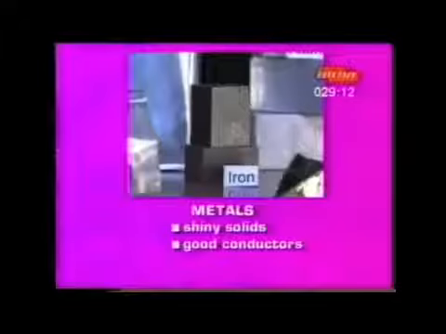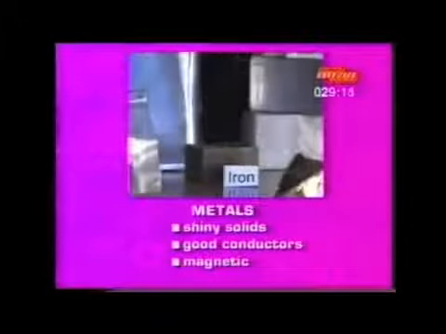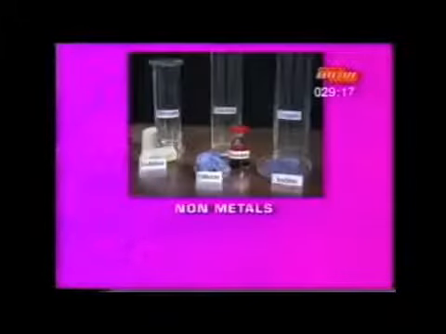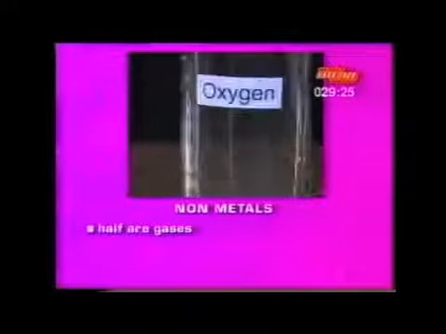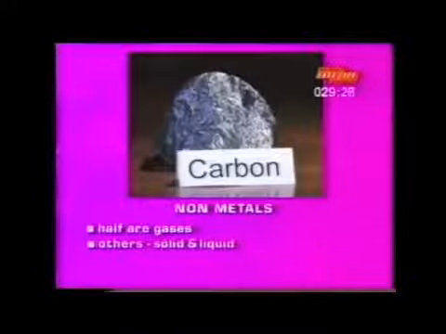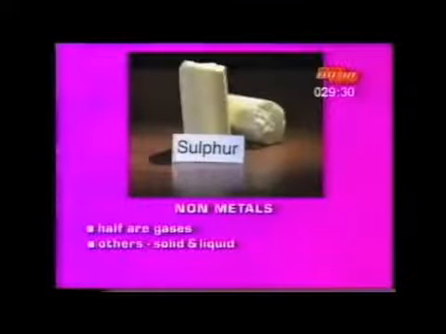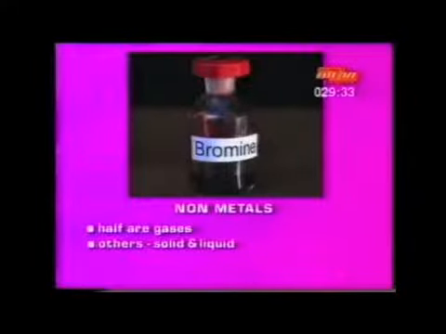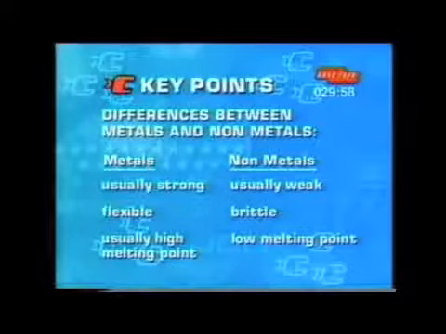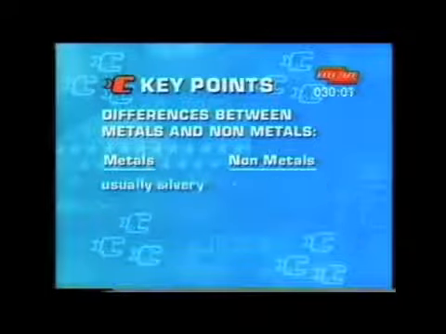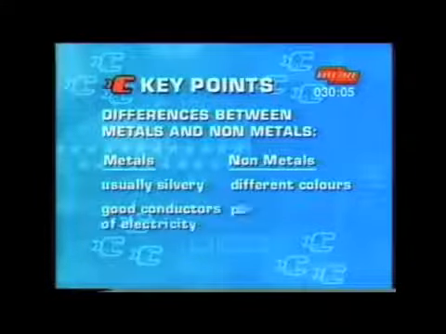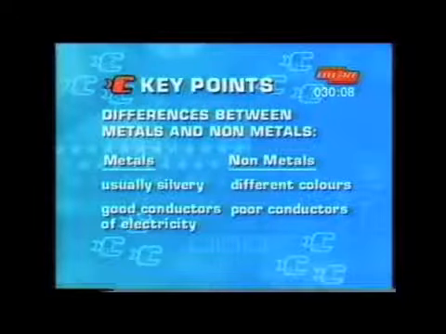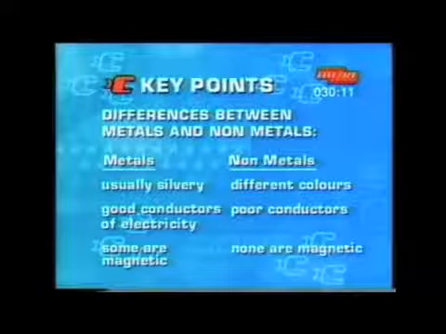And some, like iron, are magnetic. Non-metals, on the other hand, are a very diverse group of elements. Half of them are gases at room temperature. For example, here are chlorine and oxygen, gases. Other non-metals are carbon and sulfur, which are solids, and bromine, which is a liquid at room temperature. Melting points: non-metals have low melting points. Metals are usually silver-coloured, whereas non-metals are different colours. Metals are good conductors of electricity, non-metals poor. Some metals are magnetic, non-metals aren't.